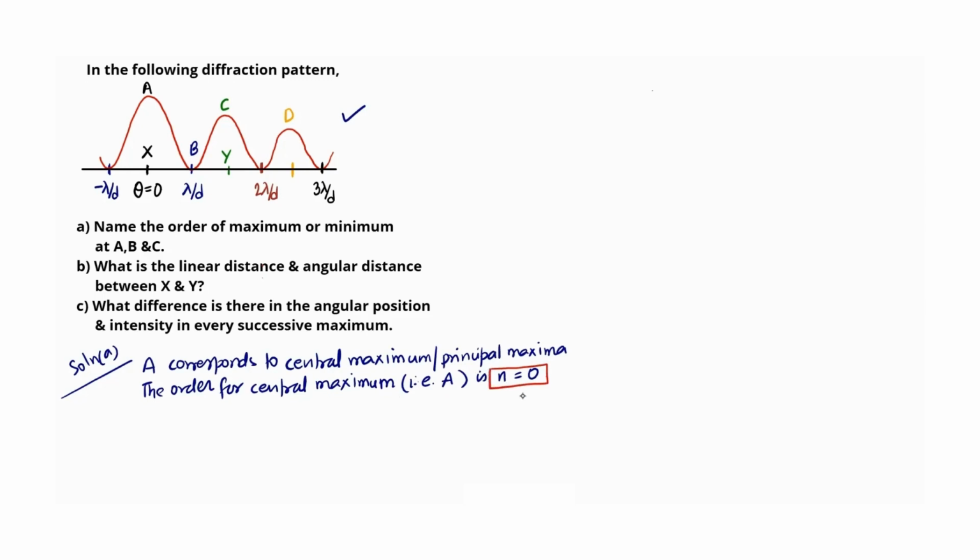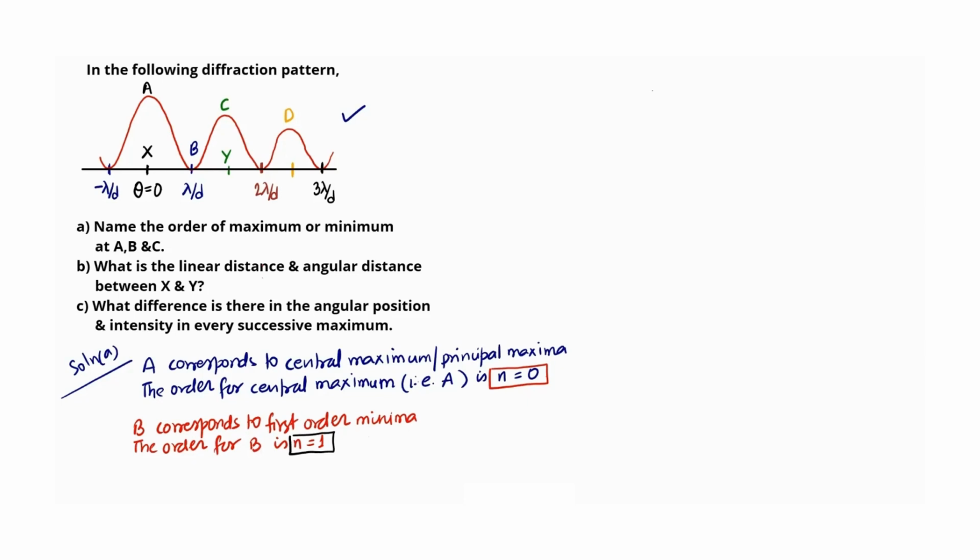This is to be noted. And B corresponds to first order minima. So the order for B is n equals 1. So we have this.